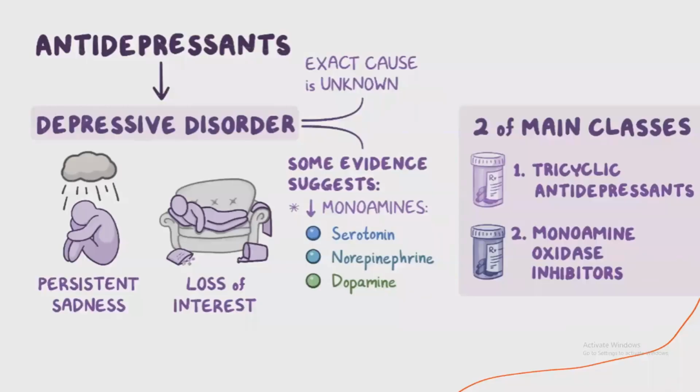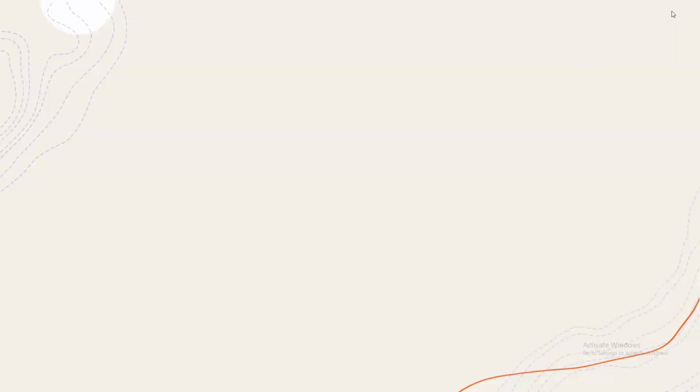So with antidepressants, actually, the exact cause of depression is unknown. It leads to the depressive disorder, which can be a persistent sadness and loss of interest in anything. But some evidence suggests that the monoamines are decreased in the body: serotonin levels are decreased, norepinephrine is decreased, and dopamine is decreased. And there are two main classes of drugs in pharmacological treatment that we mainly use, tricyclic antidepressants and monoamine oxidase inhibitors. But we do have other drugs as well.